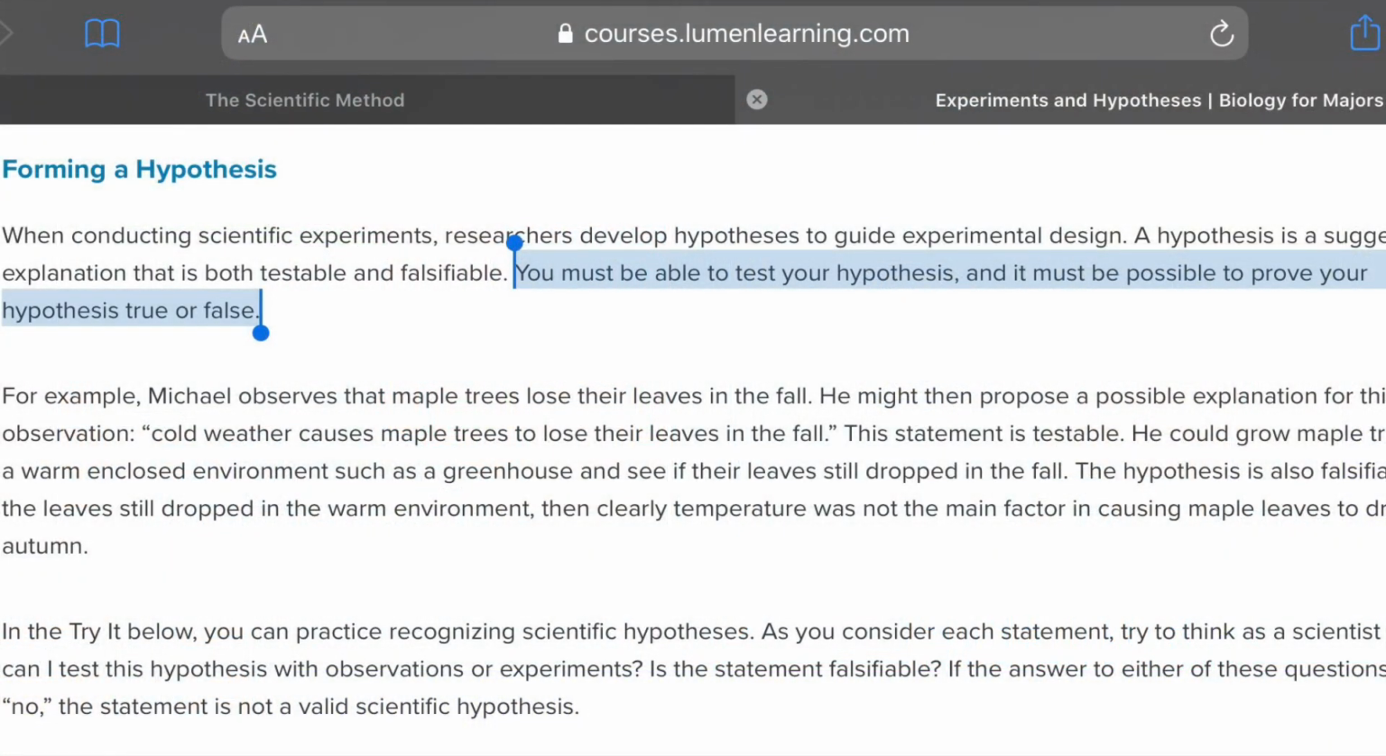It's almost unfair at this point. From Lumen Learning, you must be able to test your hypothesis, and it must be possible to prove your hypothesis true or false.